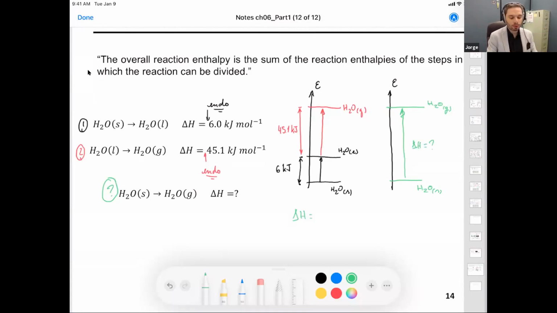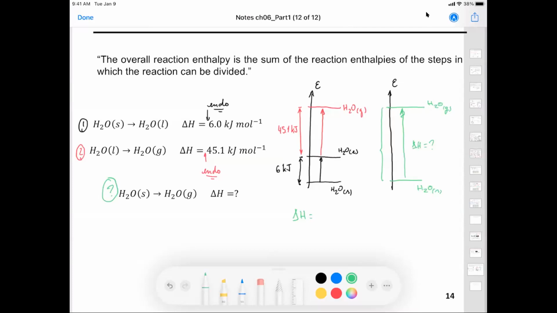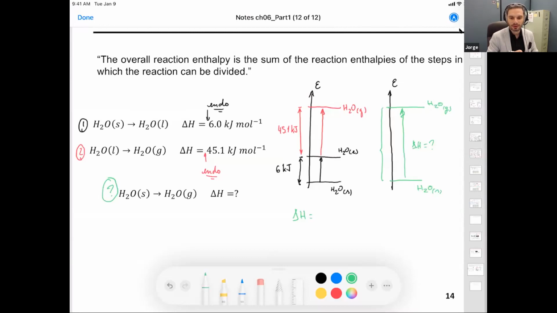Looking at both energy diagrams and comparing them, can you see that this whole delta H that we want to know is basically the sum of the first step and the second step? So this whole thing here is basically the first step plus the second step. And that's what Hess's law says.